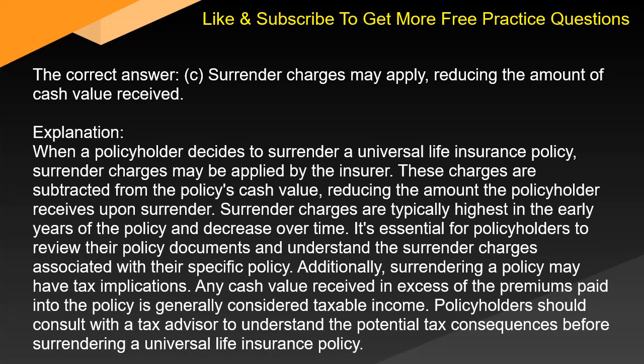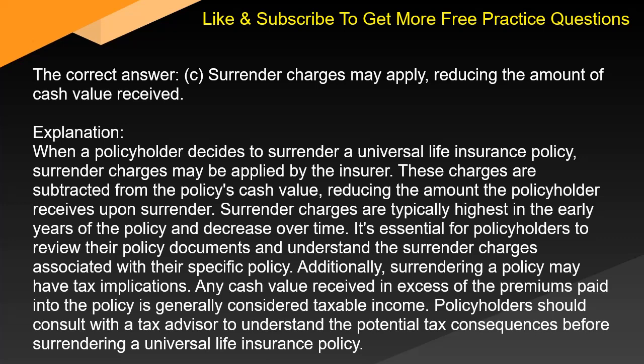The correct answer, C. Surrender charges may apply, reducing the amount of cash value received. Explanation: When a policyholder decides to surrender a universal life insurance policy, surrender charges may be applied by the insurer. These charges are subtracted from the policy's cash value, reducing the amount the policyholder receives upon surrender. Surrender charges are typically highest in the early years of the policy and decrease over time.